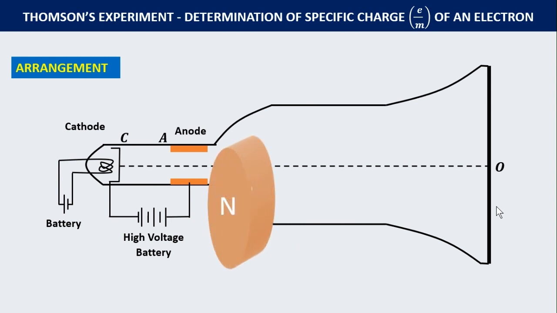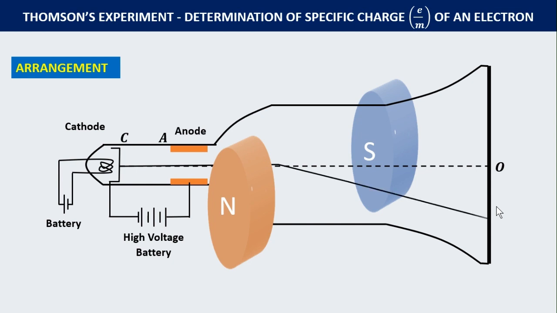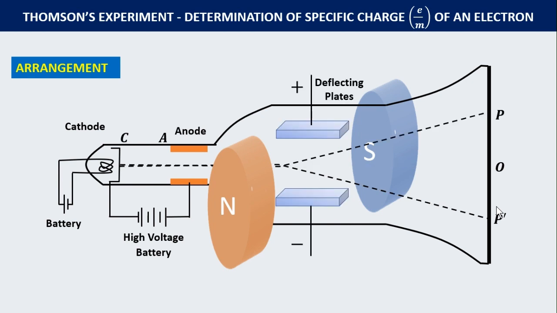Here you have a north pole and a south pole. The north pole is on the top of the screen, the south pole is at the bottom of the screen. These are the poles of the same electromagnet or a horseshoe magnet. Better, it is an electromagnet. Now these electron beams are vertically deflected downwards and hit the screen at P prime.